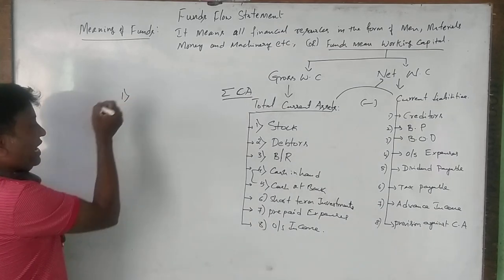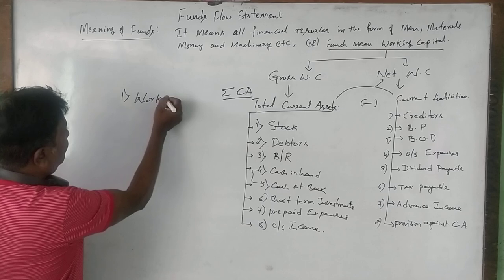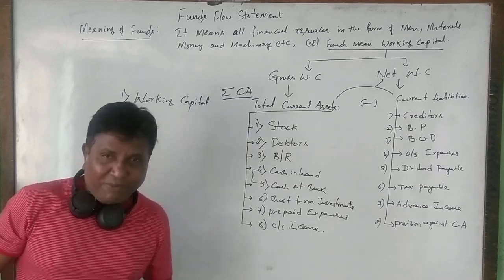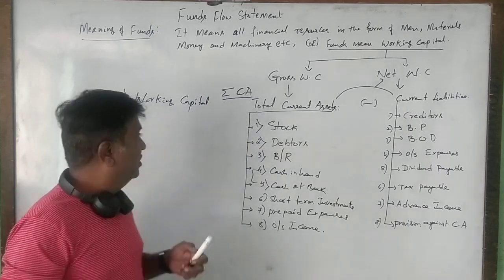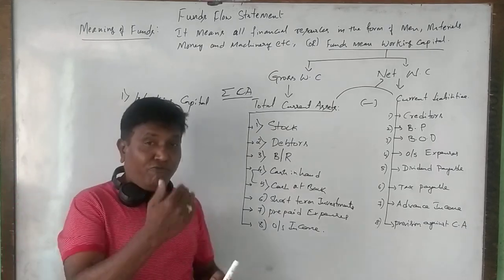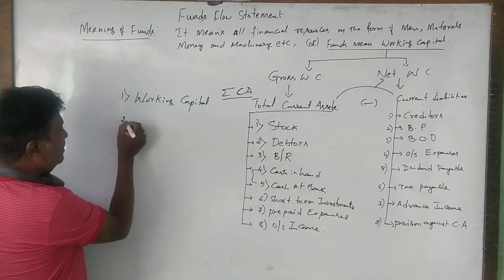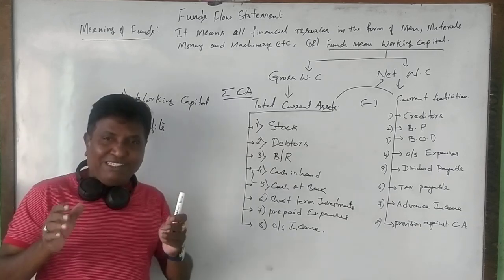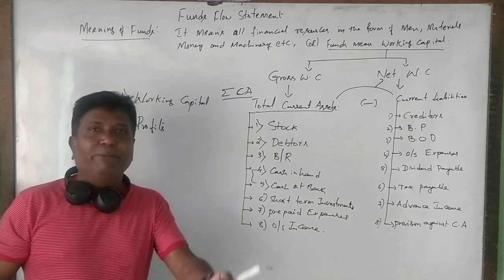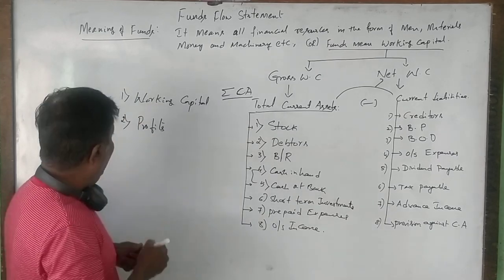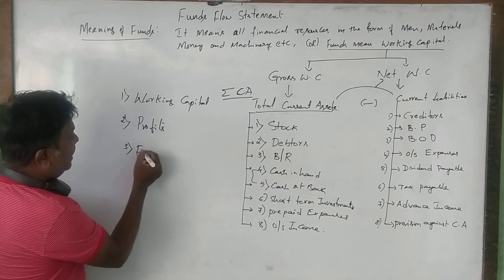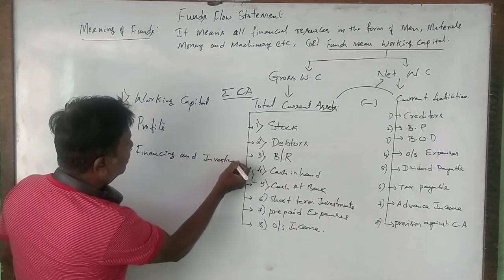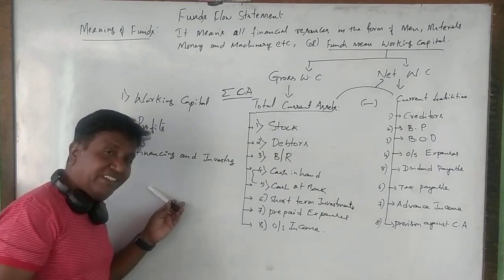First major activity is working capital. Through working capital, you get funds into the business, and funds will go out of the business. So through the working capital, you find some flow of funds in your business. Second one is profits. Through the profits, a business organization will have flow of funds, whether inflow of funds or outflow of funds. And the third one is through financing and investing.